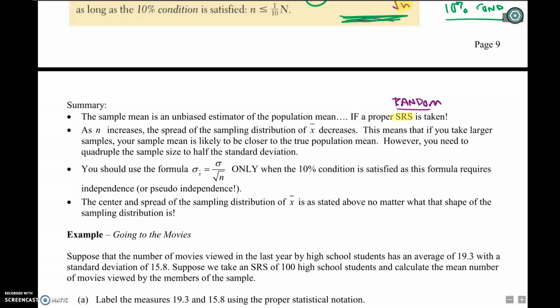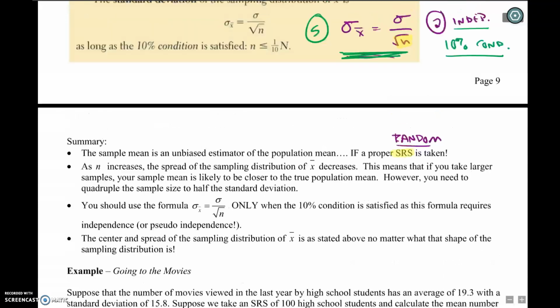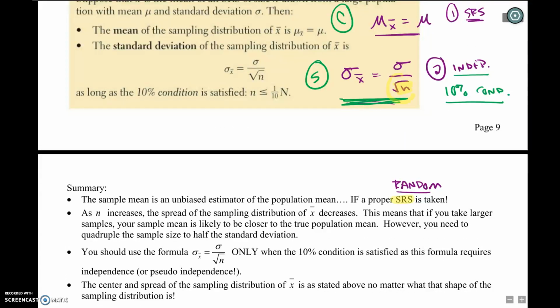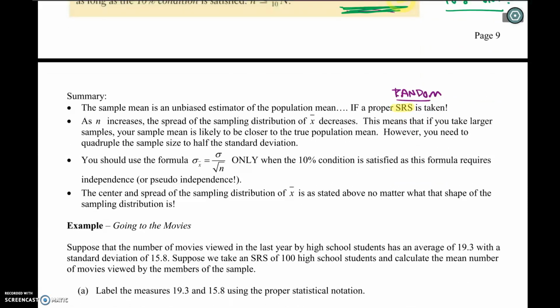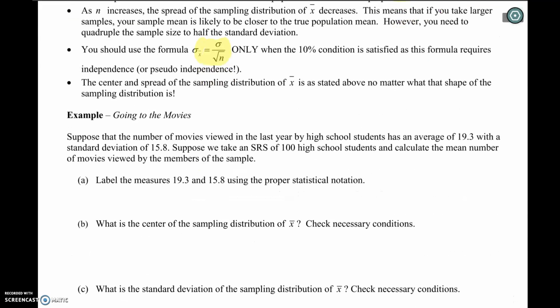However, you need to quadruple the sample size to halve the standard deviation. It's because of that square root factor right there on the bottom. If you want to halve your standard deviation, you have to increase your sample size by a factor of 4 because the square root of 4 is 2. You should use this formula only when the 10% condition is satisfied, as this formula requires independence or pseudo-independence.